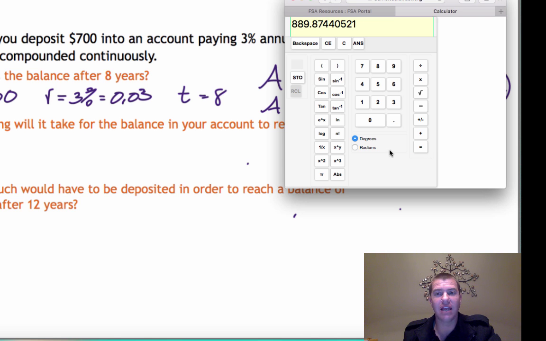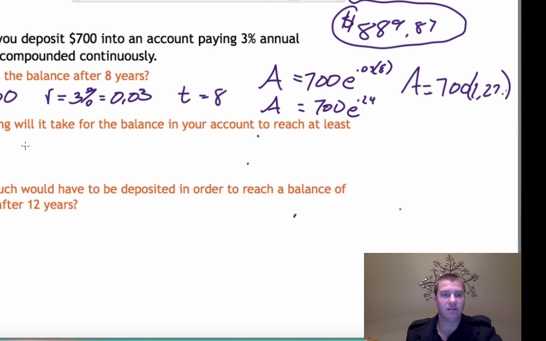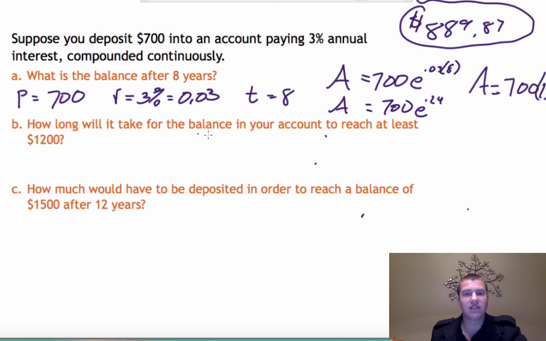So I get $889.87. I'm talking about money. So $889.87 is how much is in the account after 8 years. How long will it take for the balance in your account to reach at least $1,200? Well, that means the A is 1,200 here. My initial amount was still 700. My rate is still 0.03. What I'm missing here is the t. I want to know how many years it will take to reach that.